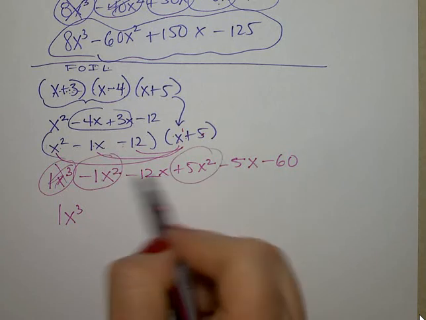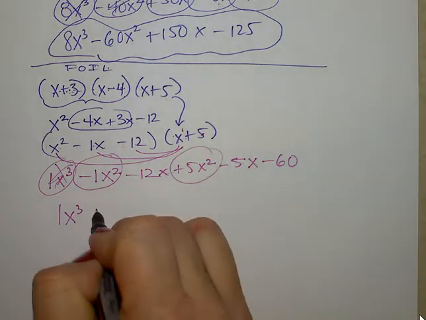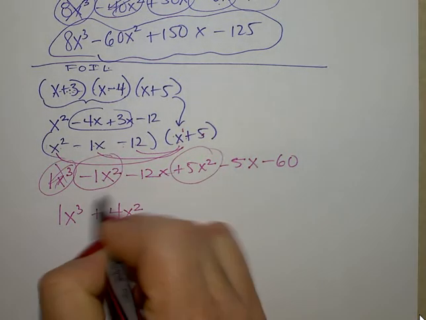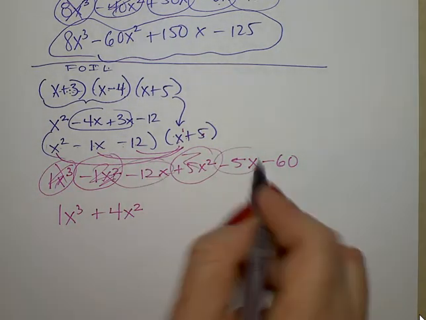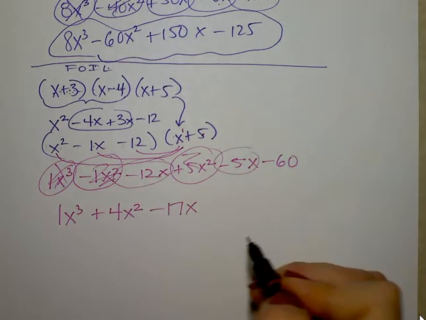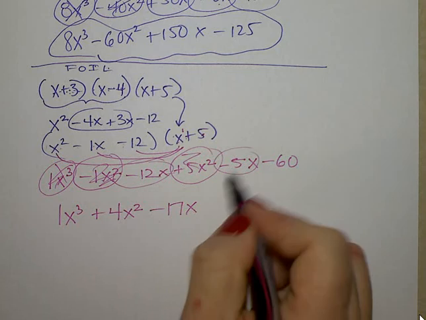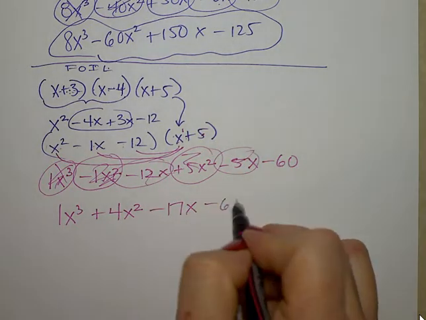Different sign, subtract. Keep the sign of the larger number. Same sign, add. Keep the sign of the larger number. And a negative 60.